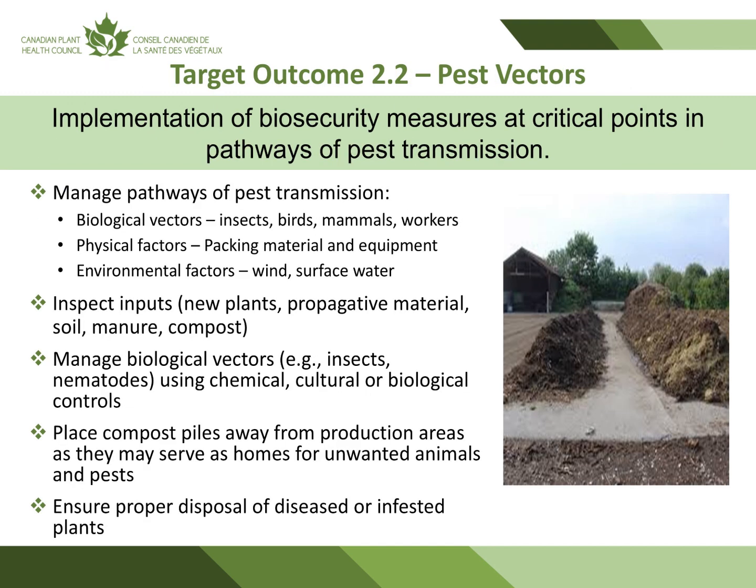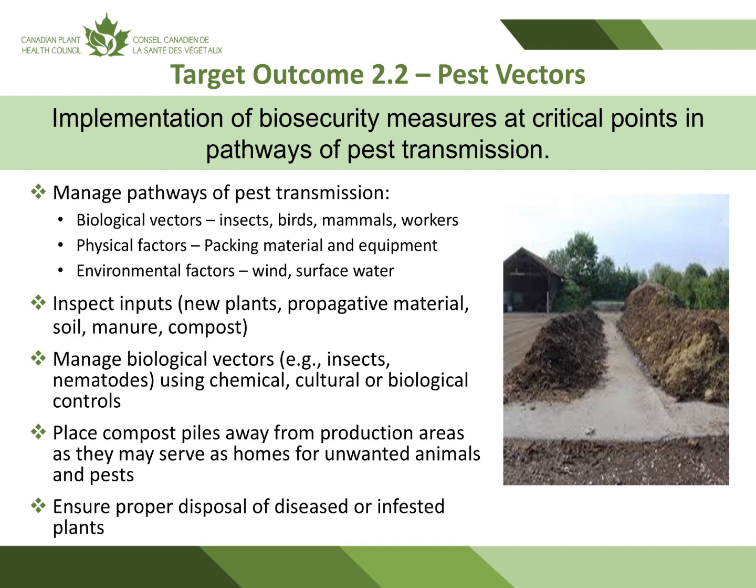Next, maintaining plant health includes a proactive implementation of biosecurity measures at critical points and pathways of pest transmission. Managing vectors and interrupting the pathways of pest transmission can reduce crop damage and minimize economic losses. Pathways of pest transmission include biological vectors such as insects, birds, mammals, and workers within the place of production, physical vectors such as packing materials and equipment, and environmental vectors such as wind and surface water.